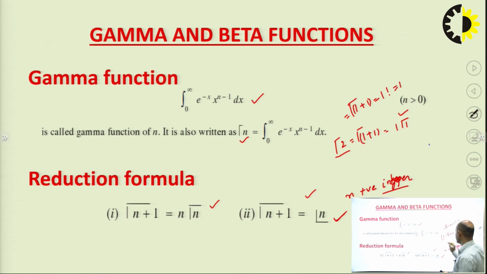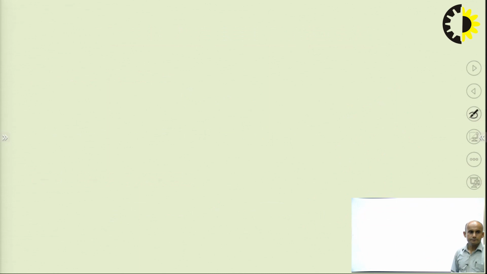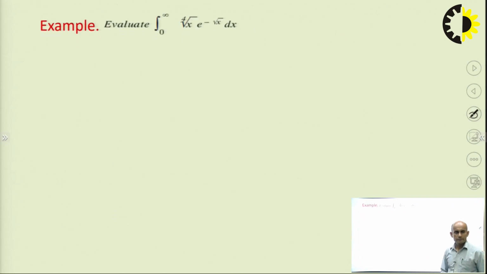Suppose we have to find gamma 5. Gamma 5 means gamma 4 plus 1, which means 4 factorial, which is 24. So gamma 5 is 24. So for any positive integer n, gamma n plus 1 is n factorial. And now we have some examples related to this gamma function.